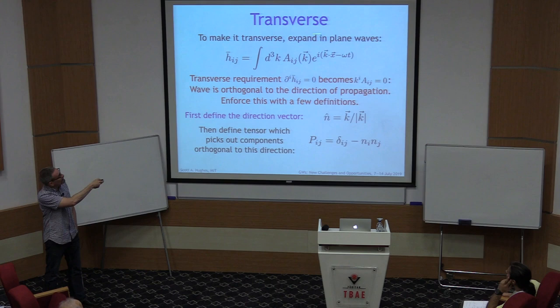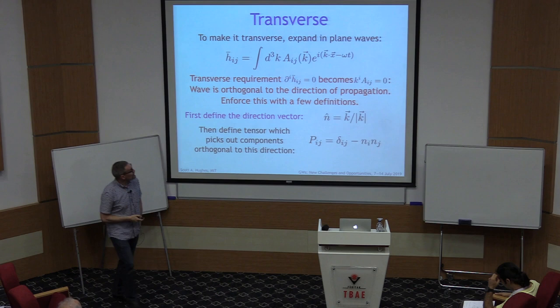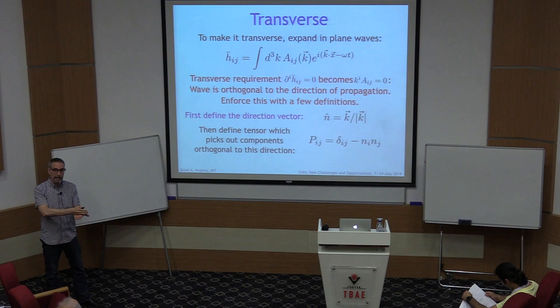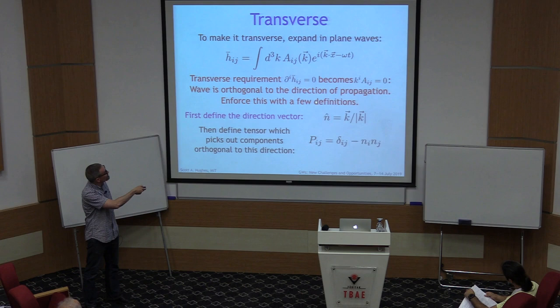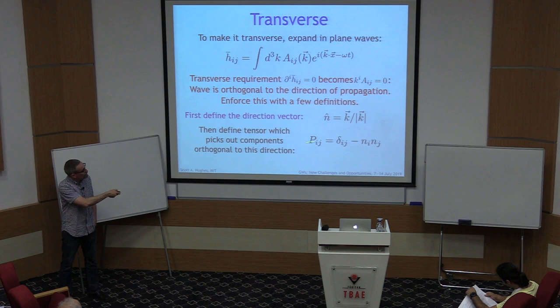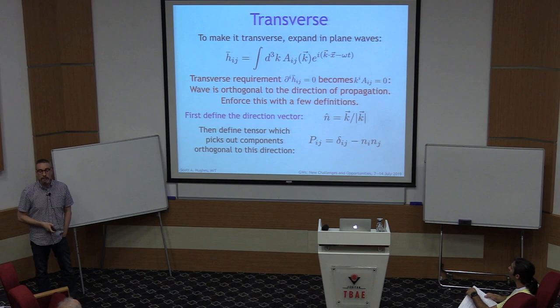When I apply the divergence to this, I just pull down a factor of the wave vector. And so this is a statement that the wave vector dotted into my amplitude tensor be zero. So this thing has to be orthogonal to the direction of propagation, is what that's saying. We can enforce that by introducing a couple of definitions. Let's define a direction vector, n hat, to be the wave vector divided by its magnitude. If I do this, then this tensor P will pick out components of any tensor that is orthogonal to n.